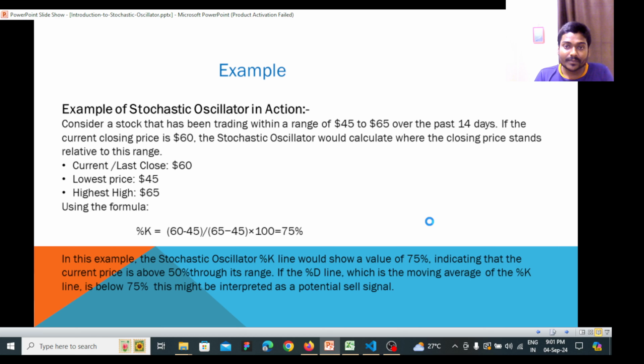So here is the visualization of the stochastic oscillator. We use different graphs to visualize the stochastic oscillator. First, the line graph displays the percentage K line and the percentile D line, and the histogram shows the difference between percentile K and percentile D. The overbought and oversold levels indicate the potential buy or sell signals. So next we move on to the demonstration part.